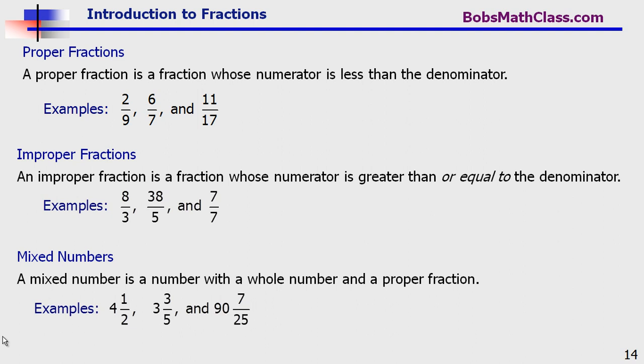Note that they have proper fractions. This is also important: a mixed number cannot have an improper fraction. So you could not have 90 25/7. The top number must be smaller than the bottom number. And that'll be a topic that comes up later on when we're adding mixed numbers.